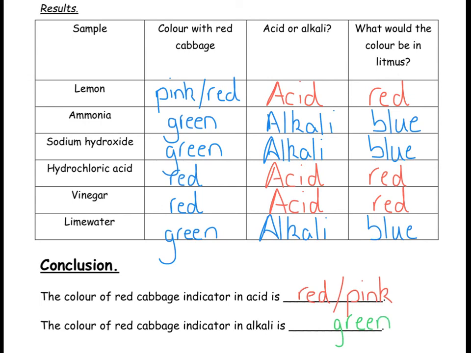Now, folks, I'd like you to write another little title below your results table and write in the 2 sentences for the conclusion. Now, we've covered 2 indicators. We know about litmus indicator, and we need to remember its colour change: red with acid, blue with alkali. We've made a homemade indicator this week. Red cabbage is another indicator. It turns red pink with acid, and like we've just seen, it turns green with alkali.